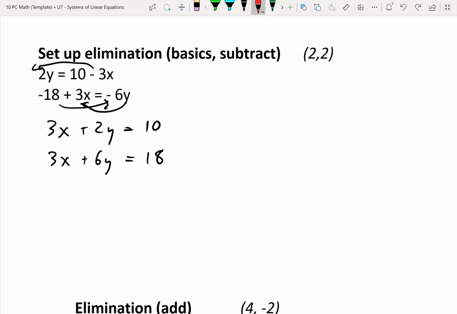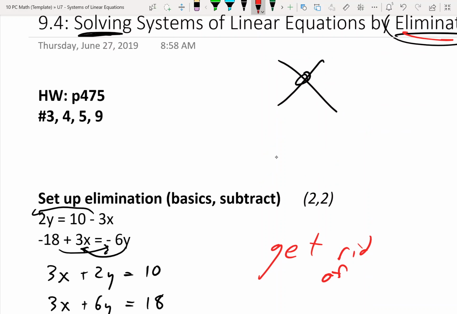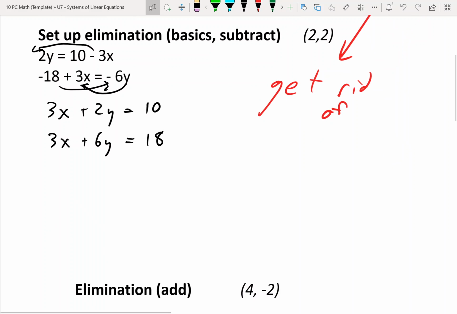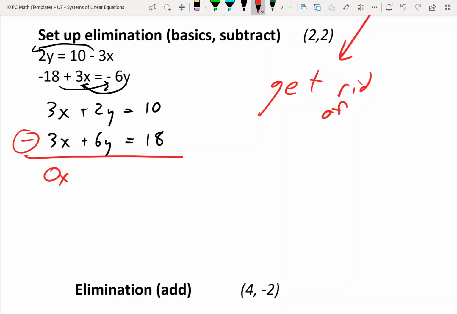Our goal is to get rid of one. Because if we have x and y in an equation, we can't do it. But what if it was just 2y equals 10? We could solve that. So I'm going to look at these and say, let's get rid of one. That's what eliminate means, right? Elimination means get rid of either x or y. So when I look at this, the 3x's are the same. So if I subtracted those, 3x minus 3x is 0x. That's good. So I'm going to subtract.